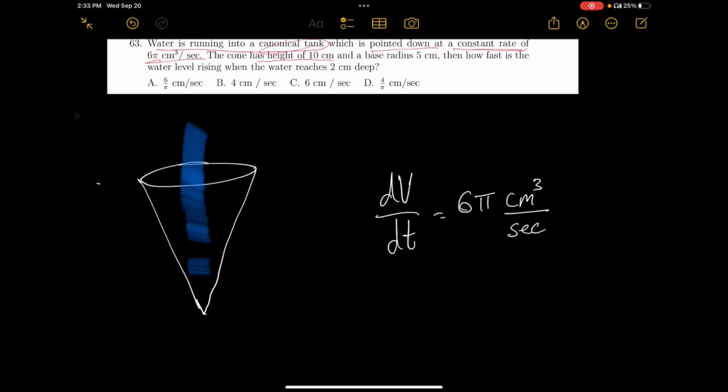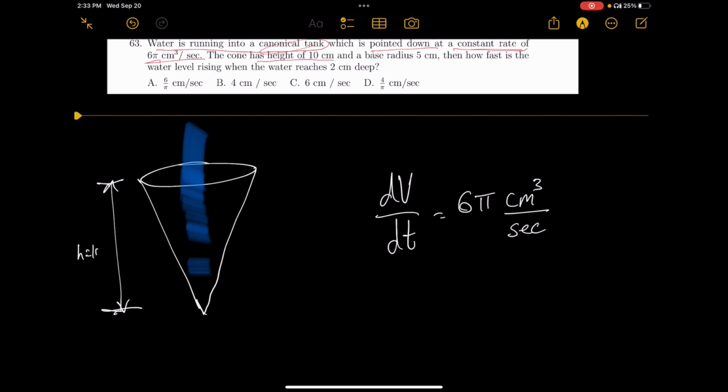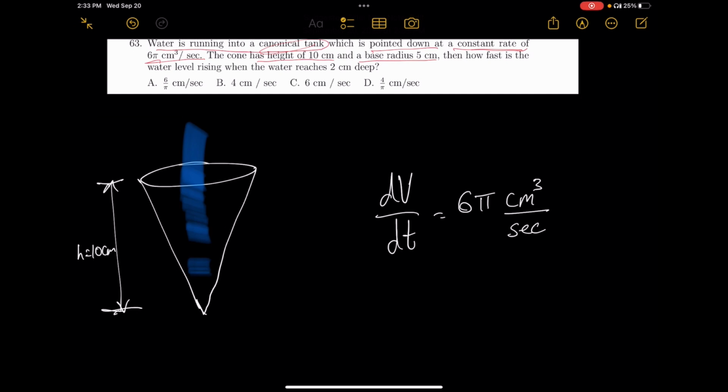Now the cone has a height of 10 centimeters. The height of the cone is 10 centimeters, and the base radius is 5 centimeters. This is the base radius. If we call this r, this radius r is 5 centimeters.